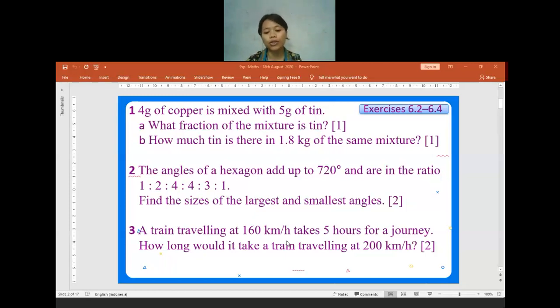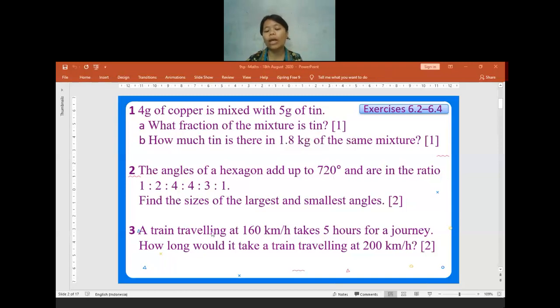Now I want to ask you, will the time taken be less than 5 hours or more than 5 hours? Less than 5 hours. Yeah, so when the speed is getting higher, the time taken is getting less. It means for this case, this is an inverse proportion.